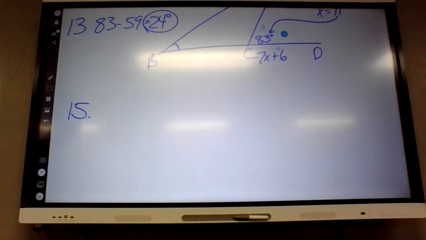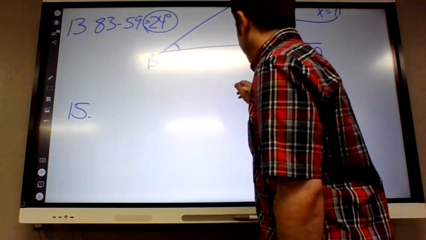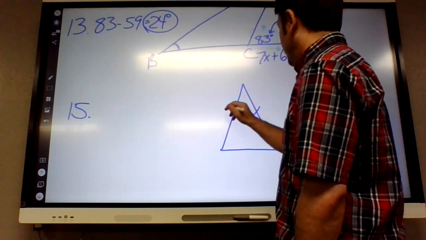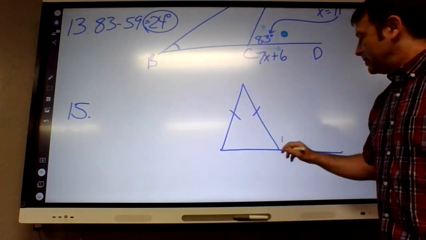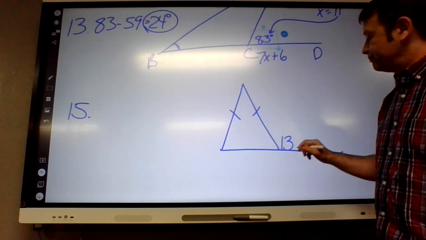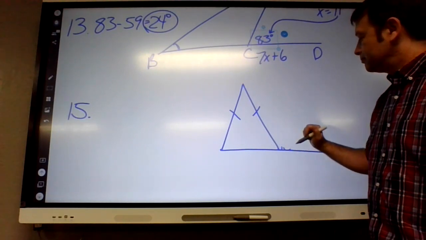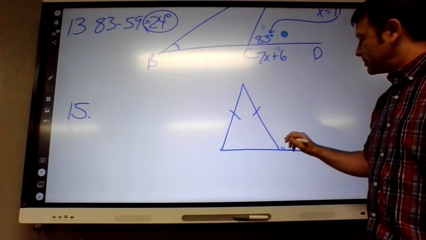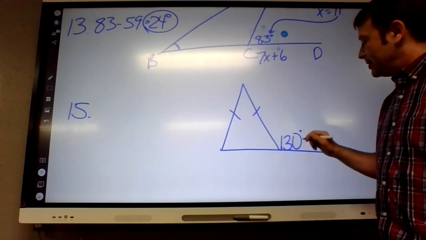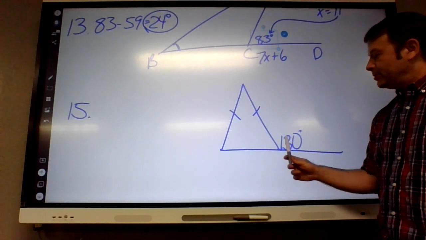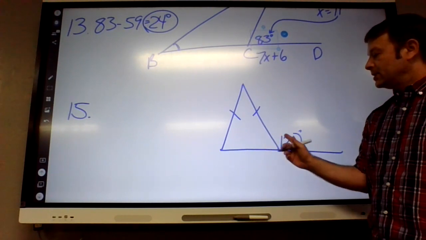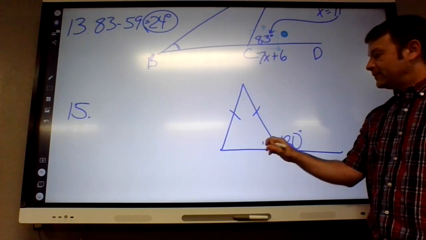Okay, for 15, let me pause for a second. This is the stuff we need to remember for this one. We'll just say this is 130. If this is 130, what's this angle right here going to be? 50. Because 180 minus 130 is 50.